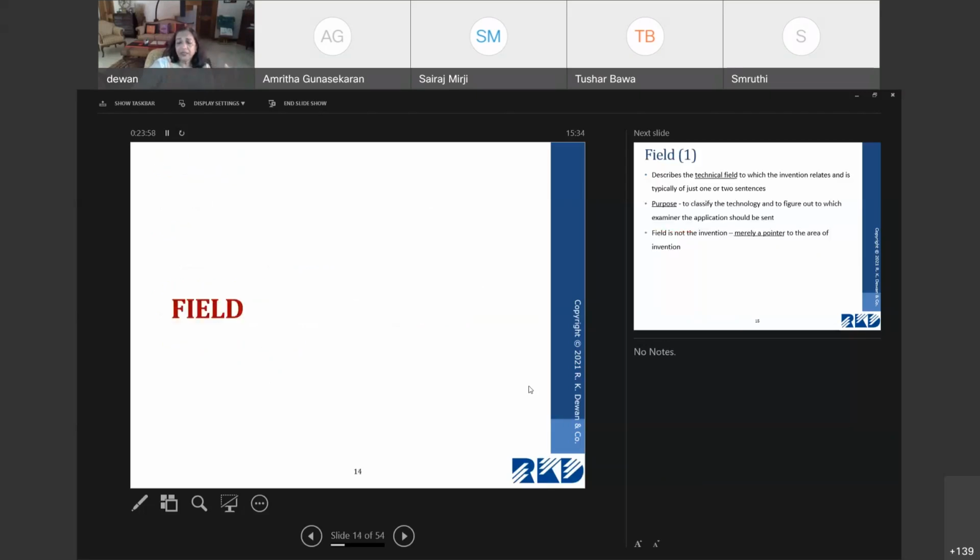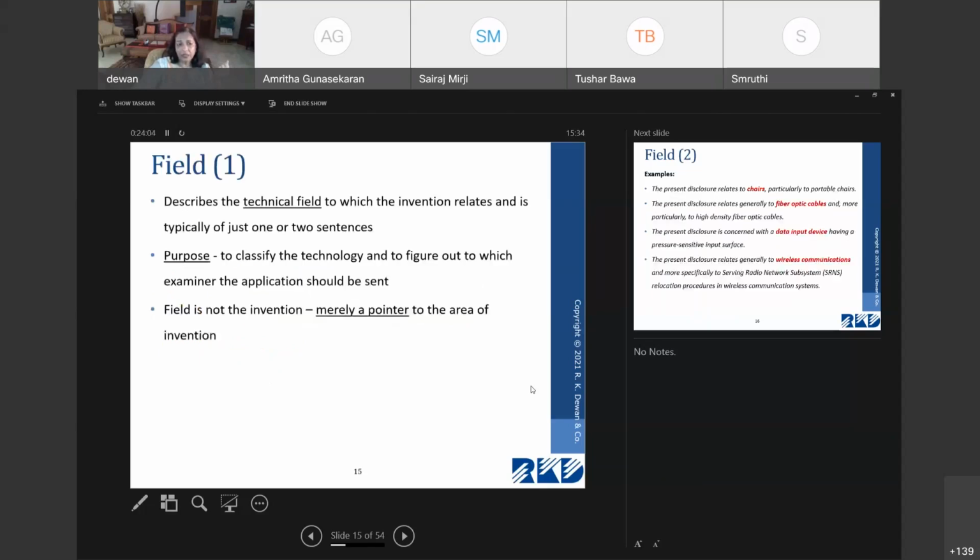The next thing in the patent specification comes as the field. So let's look at the field. When we are writing the field, normally it can vary from 1 line to 4 or 5 lines. By Indian law, there is no fixed number of words. However, it is advised that it is kept between 1 to 2 sentences, or a maximum of 4 or 5 sentences. This describes the technical field to which the invention relates, typically in just 1 or 2 sentences. What is the purpose? To classify the technology and figure out to which examiner the application should be sent.